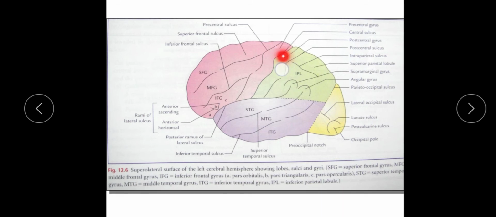Then this is the diagram from Vishram Singh. This is the central sulcus. Anterior to central sulcus is the precentral sulcus. Posterior to central sulcus is the postcentral sulcus. On the frontal lobe, this one is the superior frontal sulcus. This one is the inferior frontal sulcus. This is the lateral sulcus. This one is the superior temporal sulcus. This one is the inferior temporal sulcus. This is the lunate sulcus on the occipital lobe. This is the interparietal sulcus on the parietal lobe.